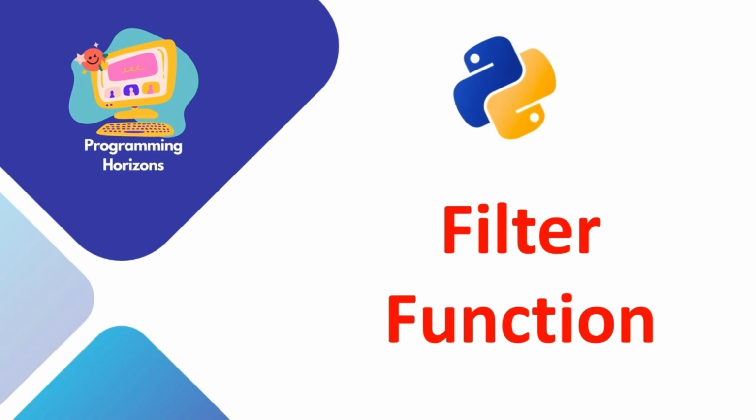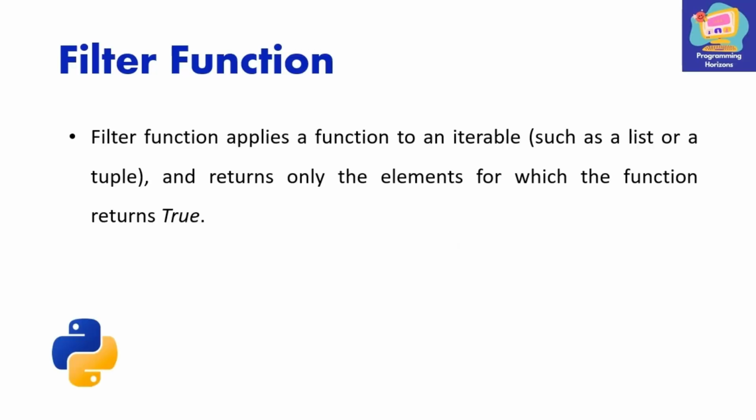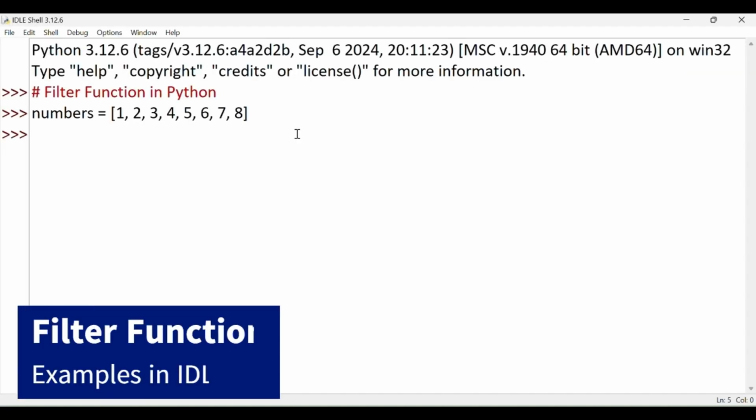Let's now understand the filter function. In Python, the filter function applies a function to an iterable such as a list or a tuple and returns only the elements for which the function returns true. Its syntax is also similar to that of the map function. Here we write the keyword filter, and inside the function we pass two arguments, where the first argument is the name of the function or the lambda function, and the second argument is an iterable. Now let us see how the filter function works in Python.